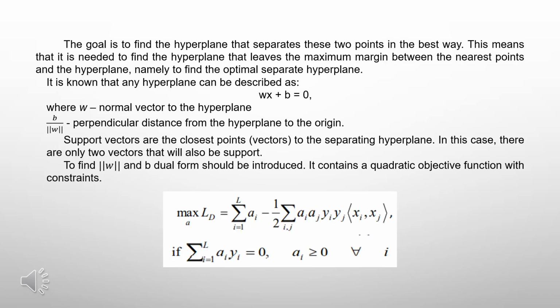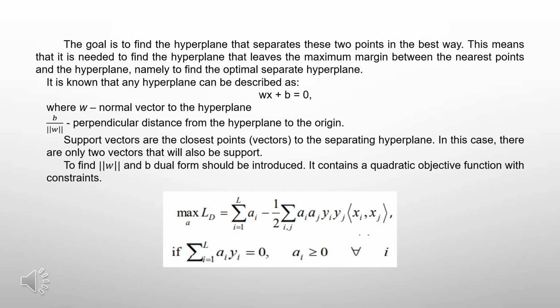The goal is to find the hyperplanes that separate these two points in the best way. This means that it's needed to find the hyperplanes that leave the maximum margin between the nearest points and the hyperplane, namely to find the optimal separating hyperplane. It's also known that any hyperplane can be described as w·x + b = 0, where W is the normal vector to the hyperplane and b divided by the norm of W is the perpendicular distance from the hyperplane to the origin. Support vectors are the closest points to the separating hyperplane. In this case, there are only two vectors, which will also be support vectors.